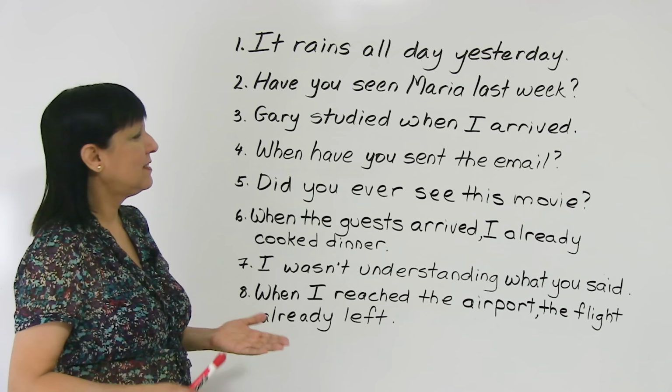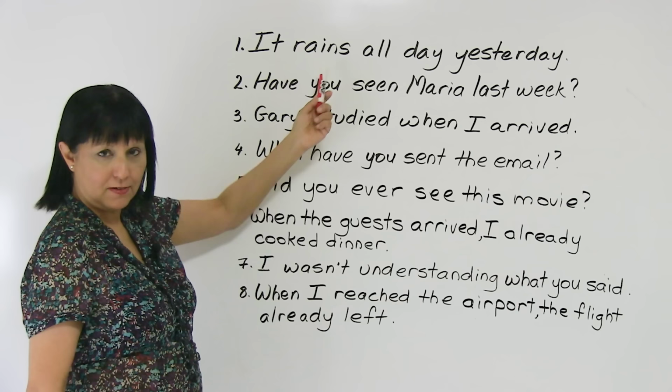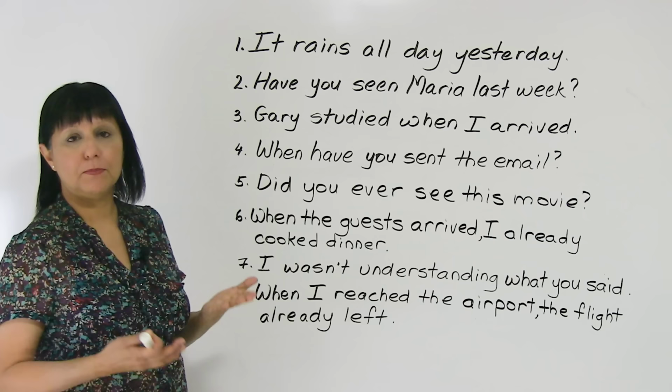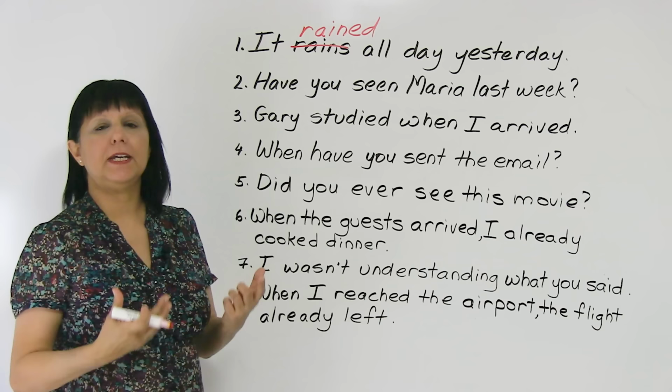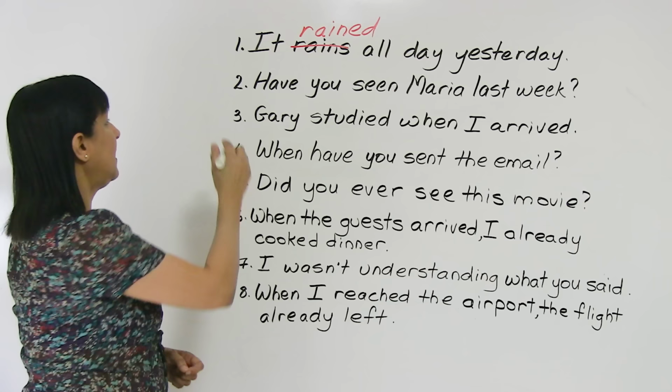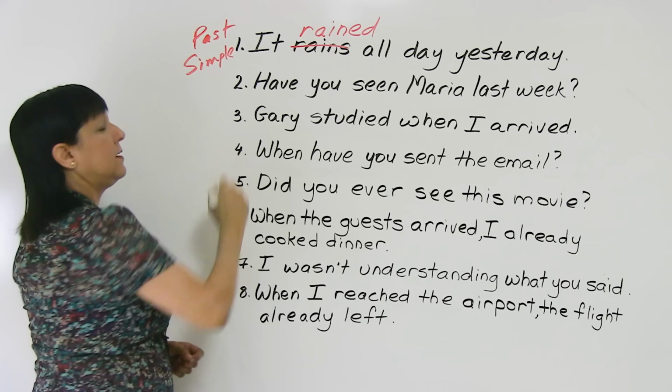Okay, so we're talking about yesterday, so we know it's in the past. So what's wrong is here. This verb is right now in the present simple. It should be in the past. So then this sentence should be in the past simple. So if you didn't know that, then you need to review the past simple, okay?